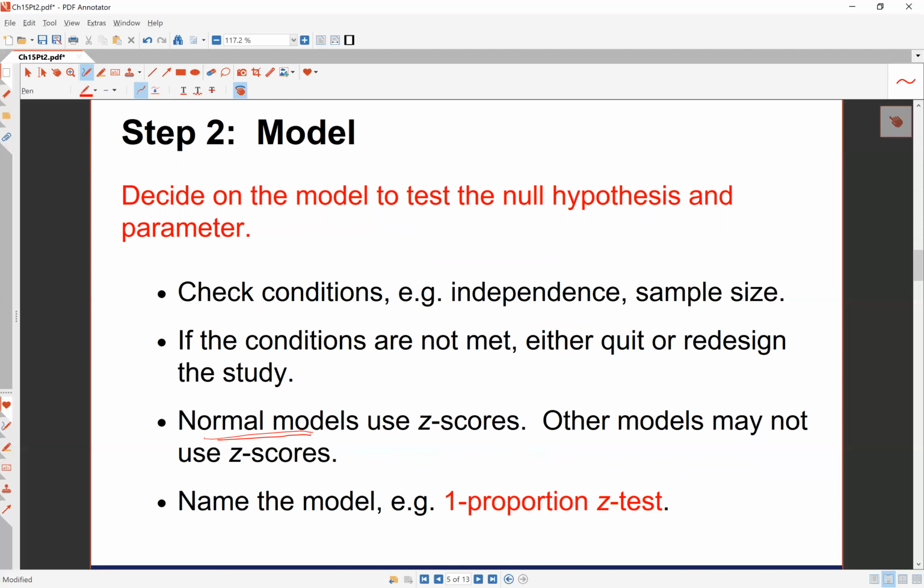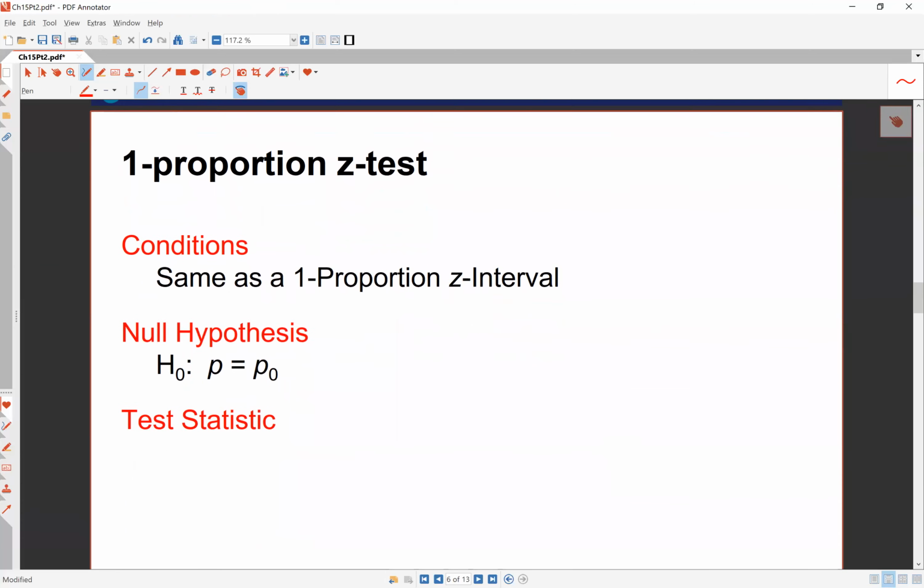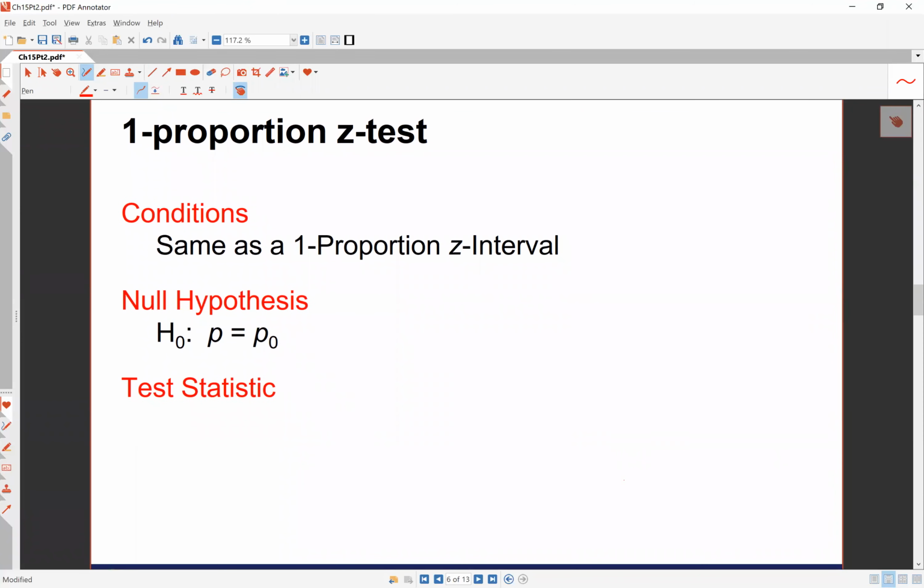And the normal model is based on z-scores. Other models use different quantities. Now, in the example that we were just talking about, we are looking at a proportion, and a test for a proportion ends up being based on a z-score. So in that example, we're looking at a one proportion z-test. Now, what are the conditions here?